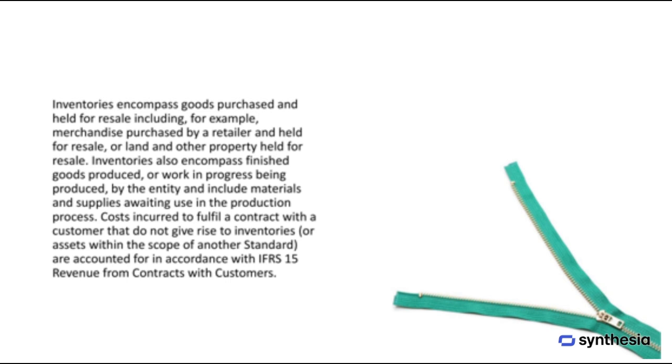Inventories include a wide range of goods that a business holds for resale. This can be items like merchandise purchased by a retailer or even land and other property intended to be sold. Inventories also cover goods that have already been produced, those still in the production process, and materials or supplies waiting to be used in that process.